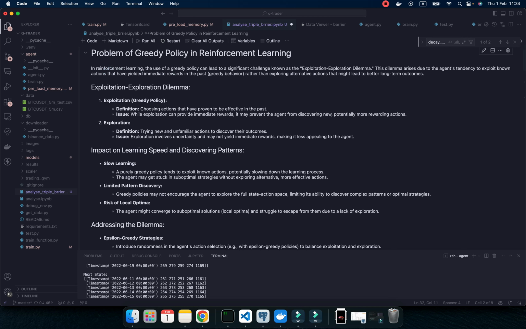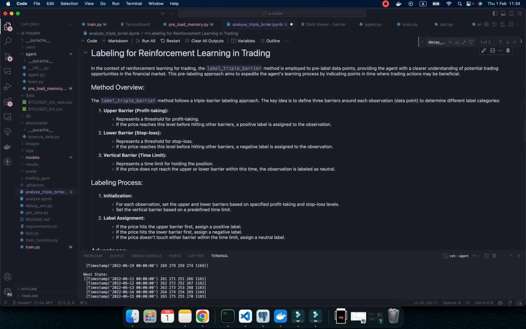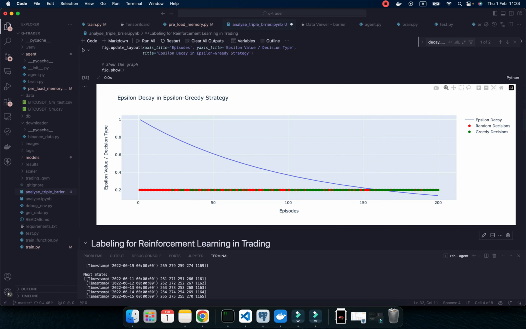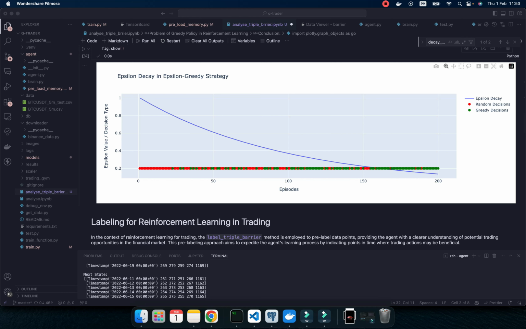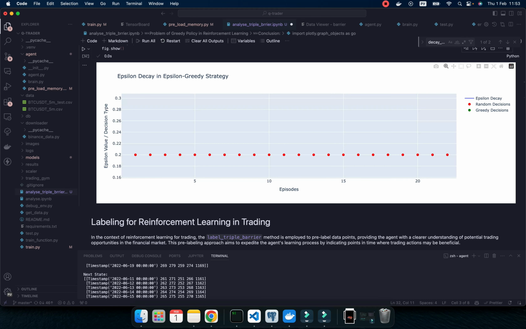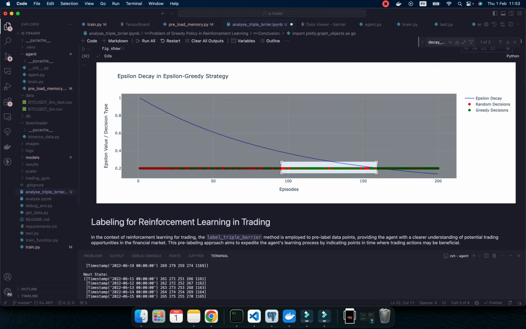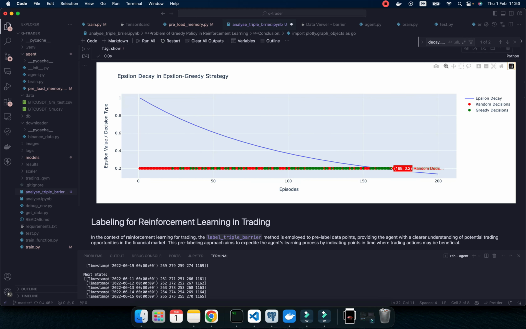Achieving the right balance between exploiting known actions and exploring new possibilities is key for efficient learning and the discovery of optimal strategies. I wrote a function that shows how this policy works. Red dots are random actions, and green dots are actions that the algorithm takes after gaining a certain amount of experience. As you can see, at the beginning we have almost all red dots. This means that the algorithm makes decisions randomly. Then the algorithm begins to analyze the decisions made and we get more green dots. This is when the algorithm makes a prediction.